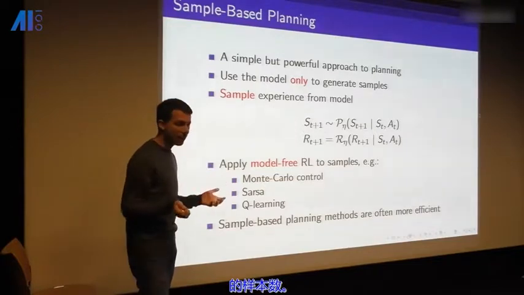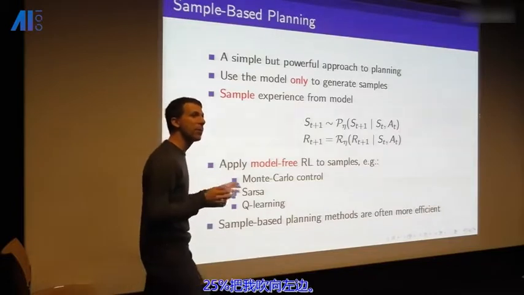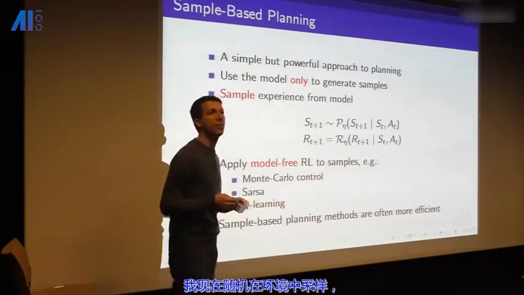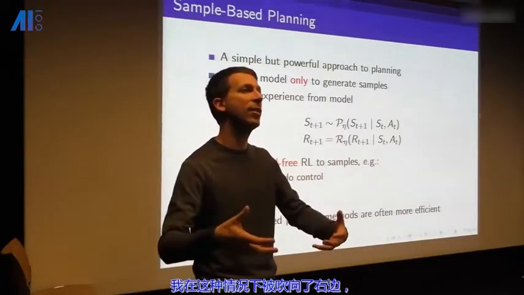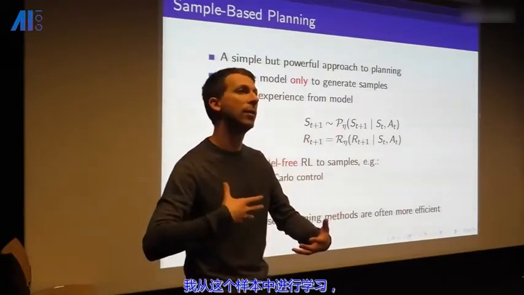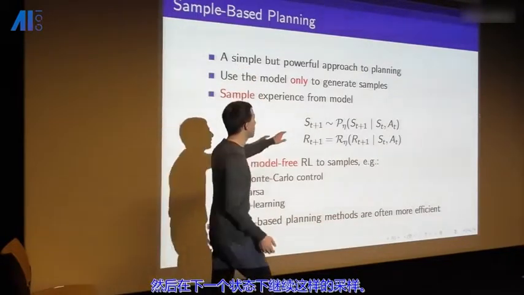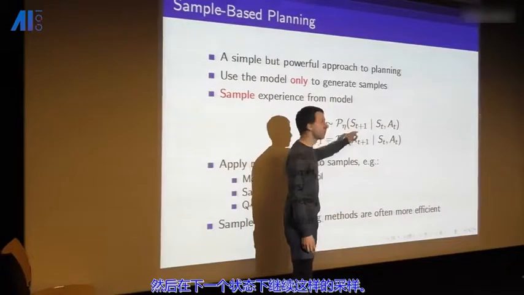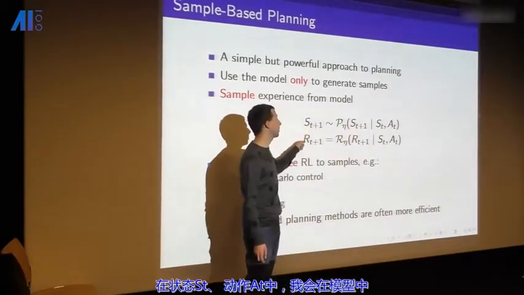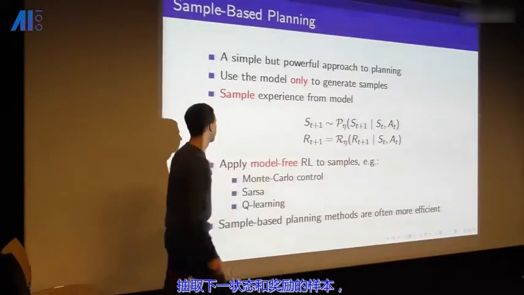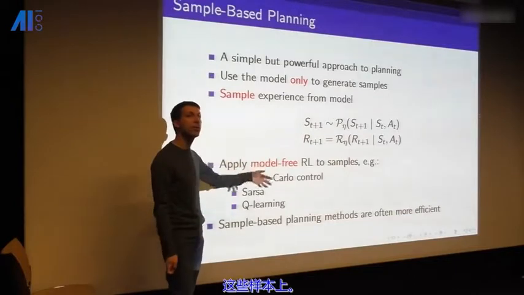So instead of knowing that 75% of the time the wind will blow me right and 25% of the time the wind will blow me left, I'm just going to randomly sample something from the environment. I'm going to be like, oh, look, I got blown right on this occasion, and I'm going to learn from that sample, just like we do when we interact with the real world. So we sample a next state. If we're in some state S, action A, I'm going to sample the next state, and I'm going to sample the reward from the model. And then I'm just going to apply our familiar model-free reinforcement learning to those samples.